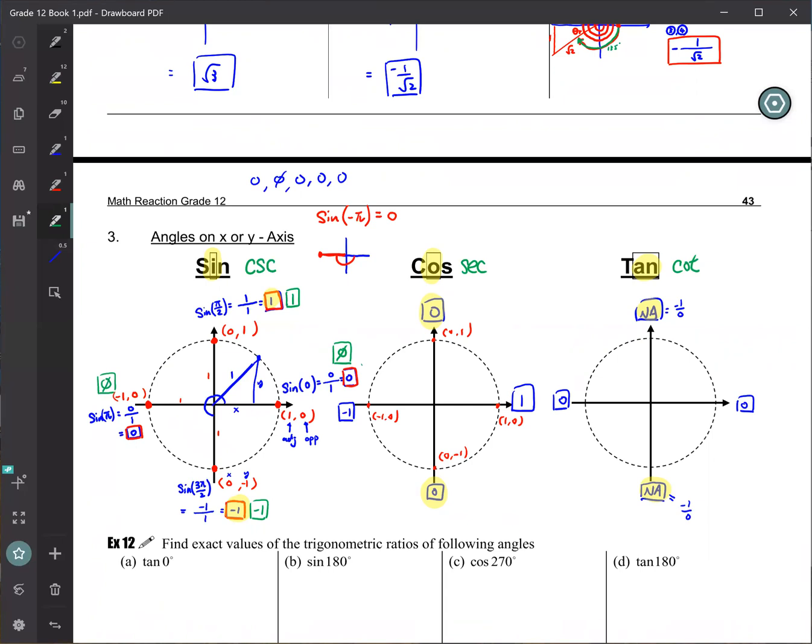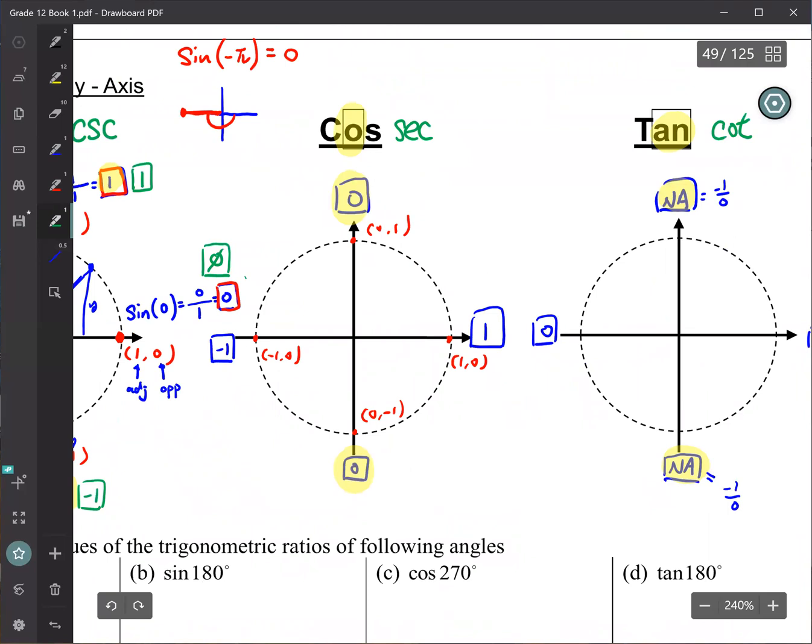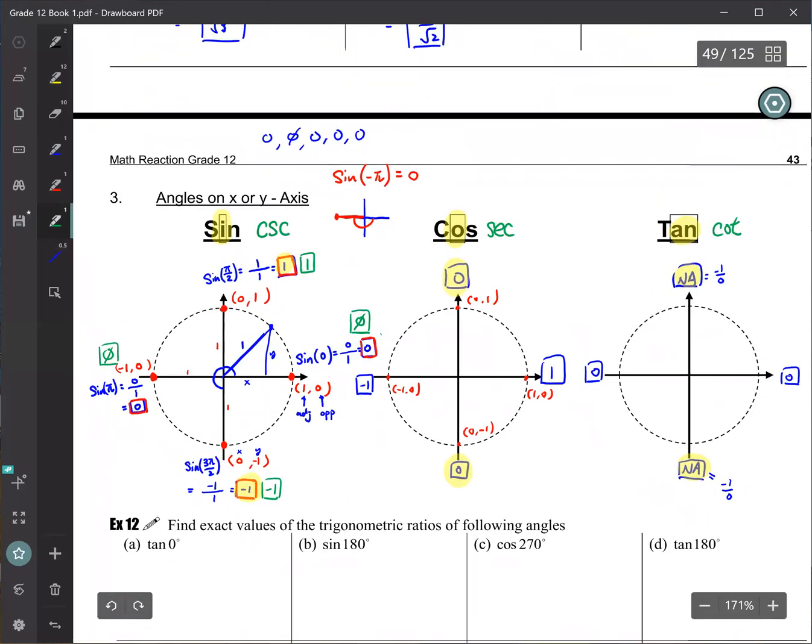Wait, Jason, ratios for what? Ratios for the ones for the secant and cotangent around the axis. Do you get what I mean? Oh, yeah. Because I already did the cosecant, okay? So you do the secant and cotangent on your own.